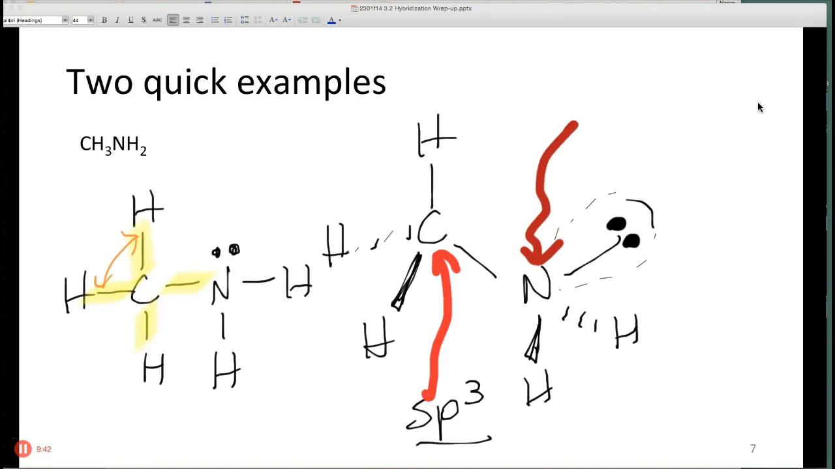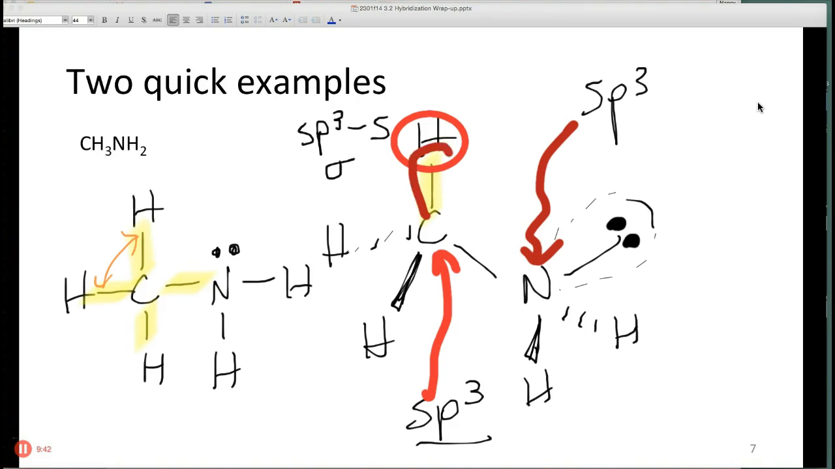This guy also sp3 hybridized. Okay, so we look at the Lewis structure, we look at the bonding pattern, we think about the bonds that are being made. So the overlap here, that we would describe as an sp3 s sigma bond, because it's the s orbital on my hydrogen and the sp3 orbital on my carbon that are overlapping in a head-on fashion to make a sigma bond.